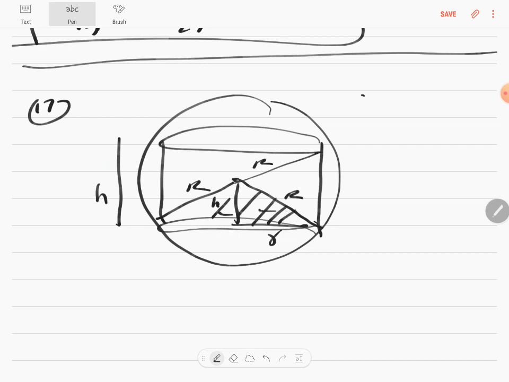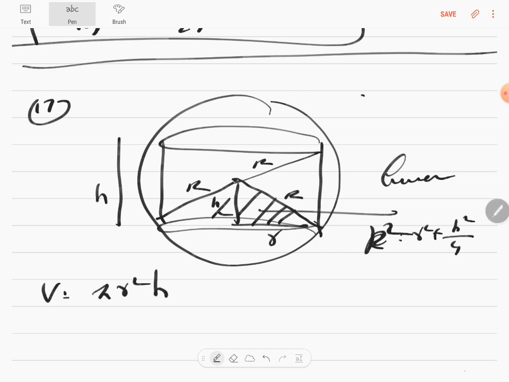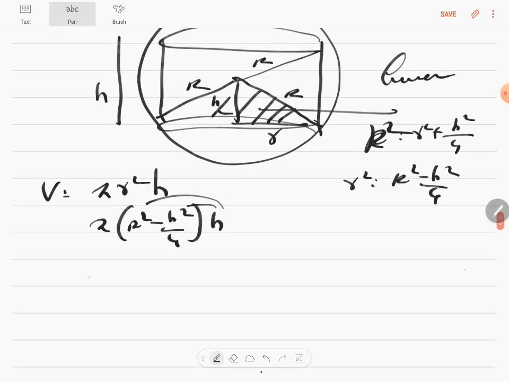The moment you locate a small triangle, you have to write what is given. Given is capital R square is equal to small r square plus h square by 4. And that is what is given. Given is the radius of the sphere. What do they want you to find? The cylinder has to have maximum volume. So volume of the cylinder is pi small r square h only. Correct? So then r square can be written as capital R square minus h square by 4. So pi into capital R square minus h square by 4 into h. Bring it in, swing. Pi into R square h minus h cube by 4 is V.